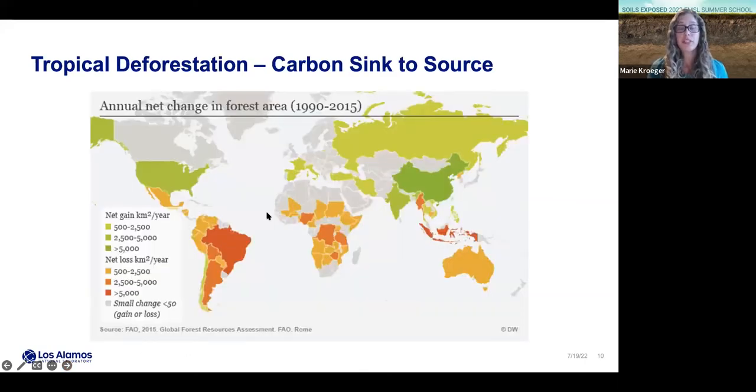However, unfortunately, it's really under attack by humans. You can look at this map, where we're looking at the annual net change of forests between 1990 and 2015. And you can see that along the equator, in these warmer tones of red and orange, this is where we're losing our forests. Brazil has the highest rate of deforestation, and that's where a majority of the Amazon is housed. And this switches these tropical rainforests from a really strong and important carbon sink to a source.